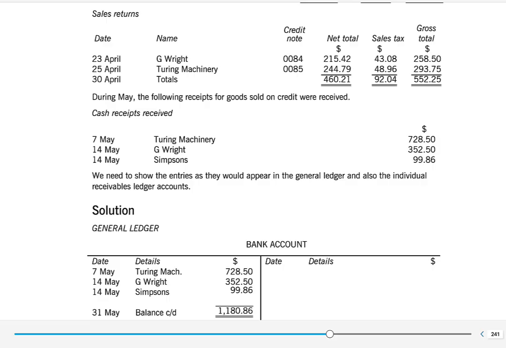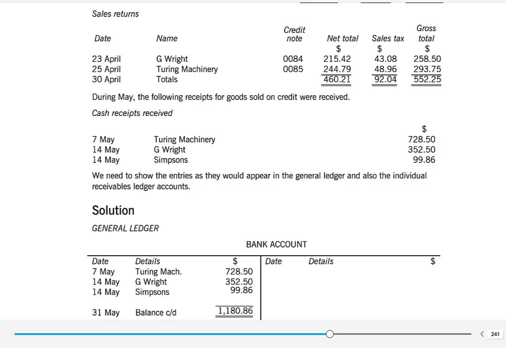Part 3. Cash receipts received in May. Now we collect cash. Receipts listed in May are: 7th of May, Turing Machinery pays 728.50. 14th of May, G. Wright pays 352.50. 14th of May, Simpsons pays 99.86. What happens in the receivables ledger in each customer account? Each payment is recorded on the credit side of that customer account because it reduces the amount owing.